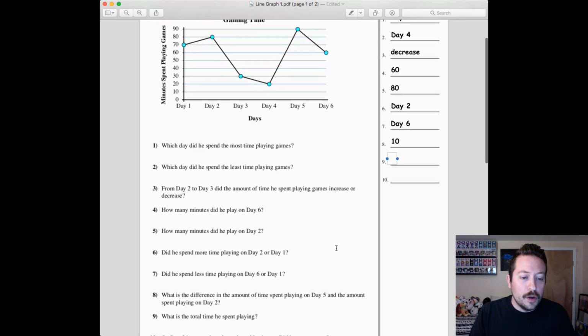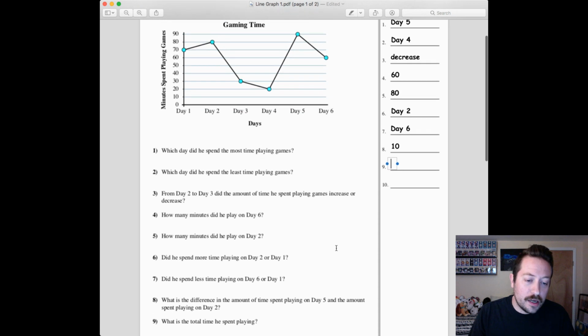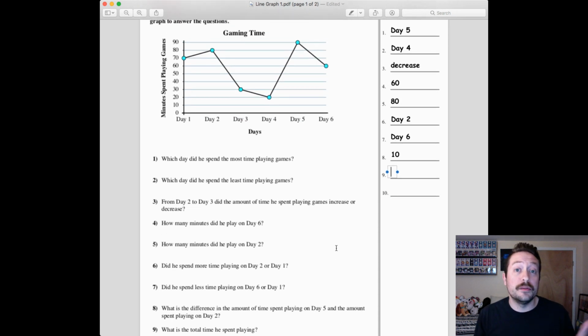Number 9, what is the total time he spent playing? Okay, so in math, like we just did, difference means subtraction. Total, when you see that word total, that means you need to add them together, okay? So what is the total time he spent playing? So here's what you need to do. We need to add up each plot point here, okay? Each number. So I'm going to go ahead and get my calculator.